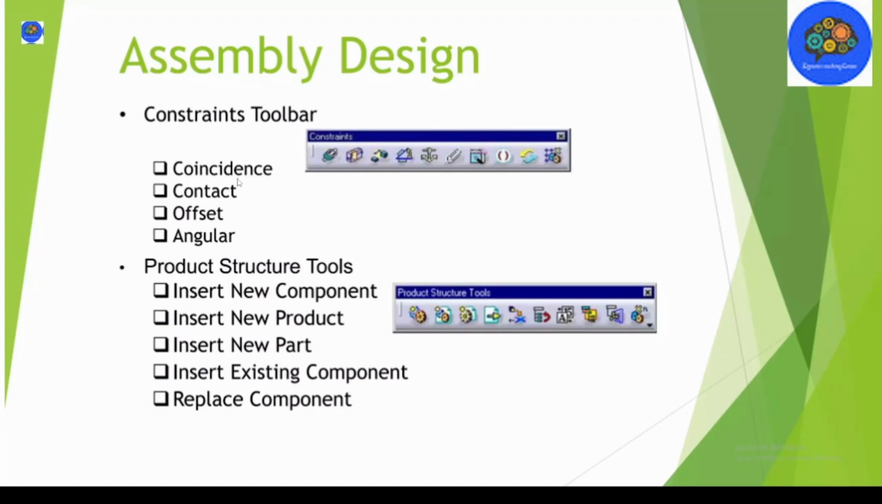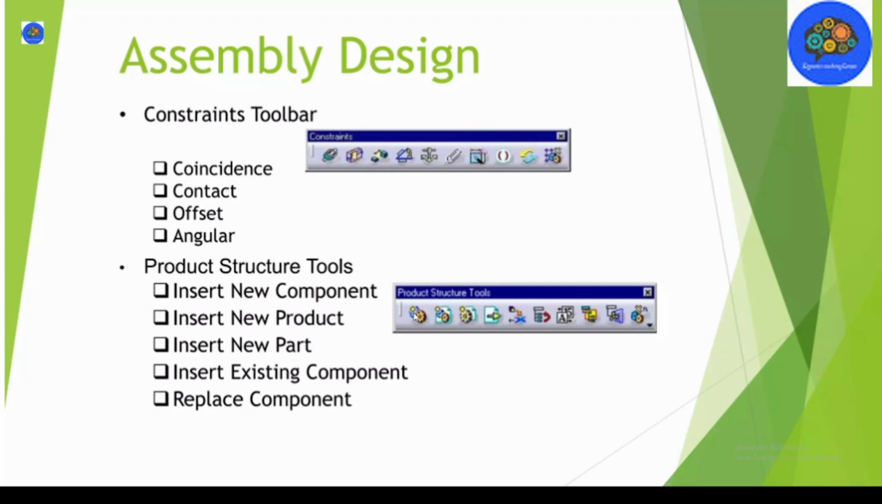Okay, this is the coincidence constraint, that is the axis coincident constraint, and this is the contact constraint, and this is the offset constraint, this is the angular constraint, and this one is the fixed constraint, and this one is the fix together constraint, this one is the temporary constraint, and this is the change constraint, and this is the reuse pattern option. Okay, and then this is the product structure tool.